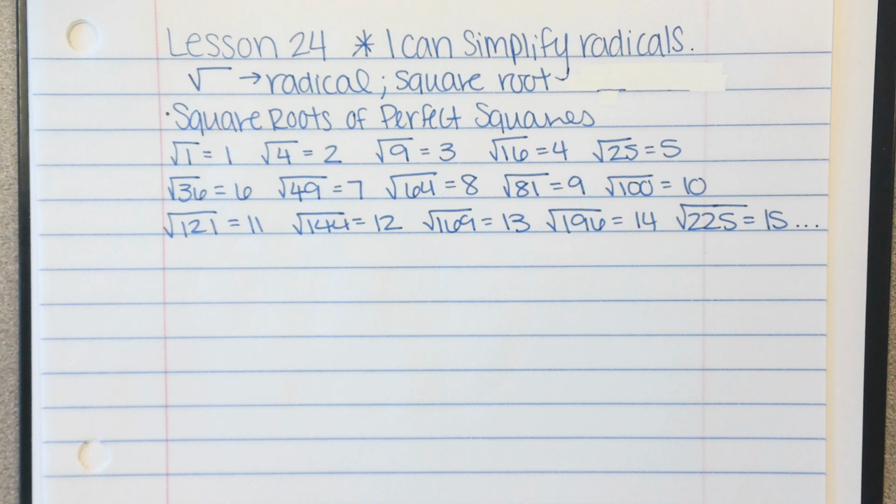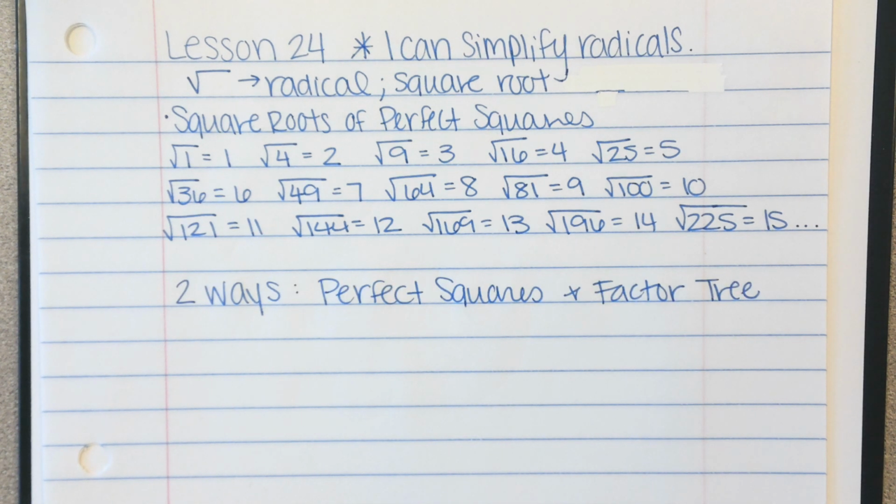Now, moving on to simplifying radicals. When we take the square root of a number that's not a perfect square, you get a long decimal that doesn't repeat. There's not a pattern, it just goes on and on forever. And since you get a long non-repeating decimal when you take the square root of a non-perfect square, we need a way to have an exact answer. We don't want to have to round and have rounding errors. We want to have an exact answer. So that's where simplifying radicals comes in.